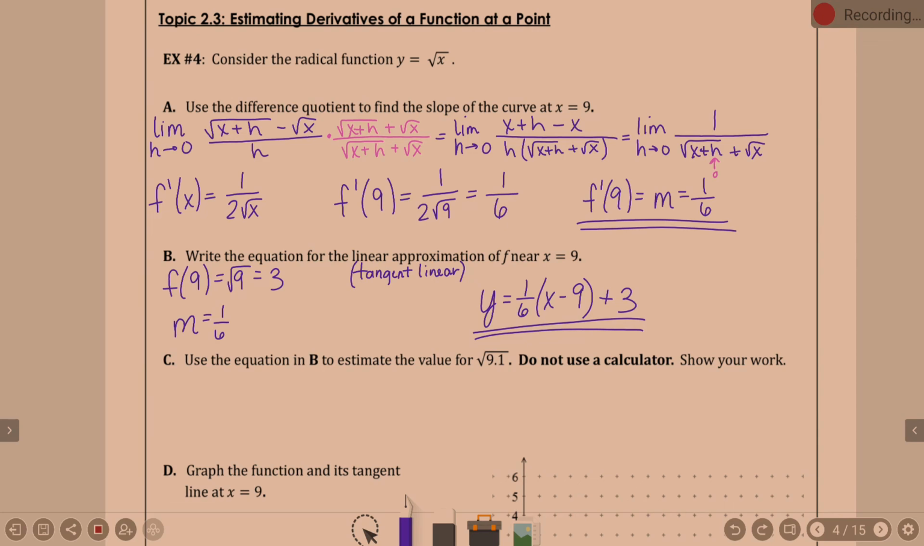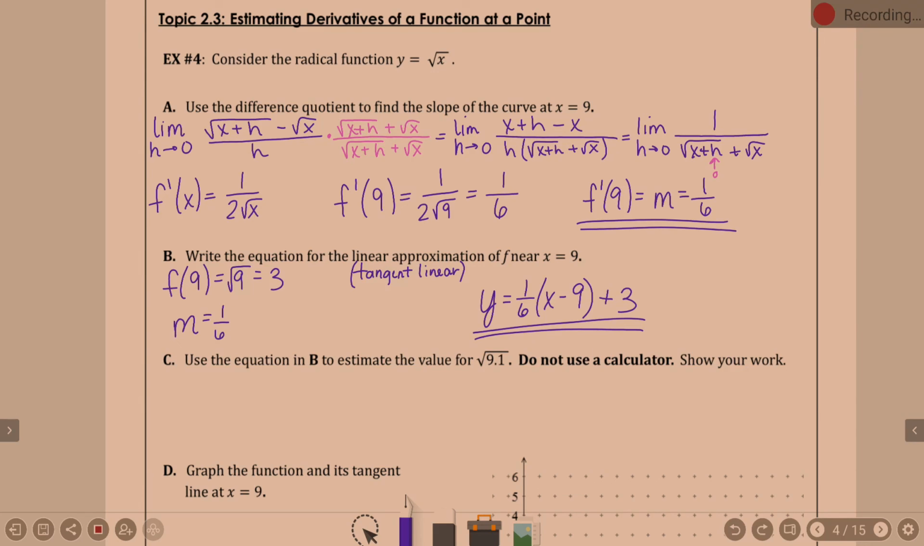Okay. I hate C. Oh, you don't like it because of the bold words, right? Well, no, it's just, why are they asking us the square root of 9.1? But we're not doing the square root of 9.1. Yeah, but it says estimate. We're using our formula here, though. Okay, so, use the equation in B to estimate the value for the square root of 9.1. Do not use a calculator, show your work.